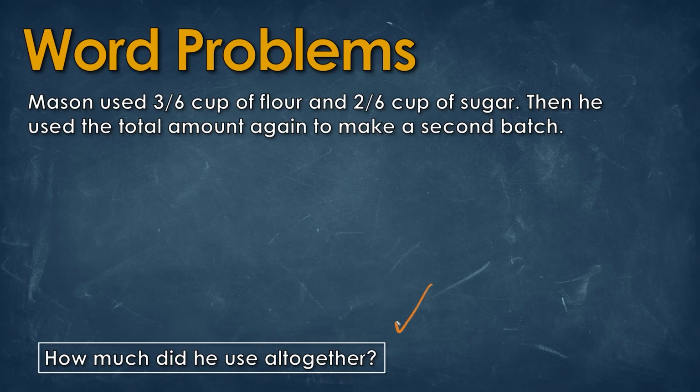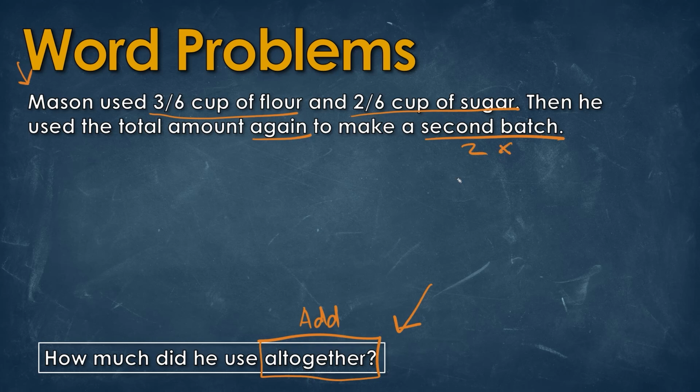Reading the next question says, how much did he use altogether? And that tends to mean addition, but let's take a look at the question and see what it's asking. It says Mason used 3/6 cups of flour and 2/6 cups of sugar. Then he used a total amount again to make a second batch. That word second means that we're going to be looking at 2 times, so we're going to be multiplying those values. So we're going to first add the 2 values together, and we're going to have 3/6 plus 2/6.